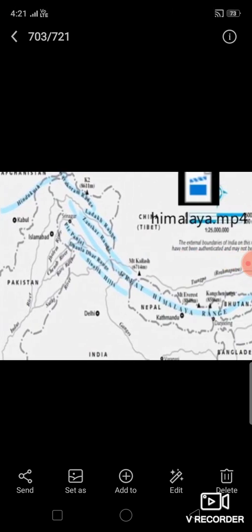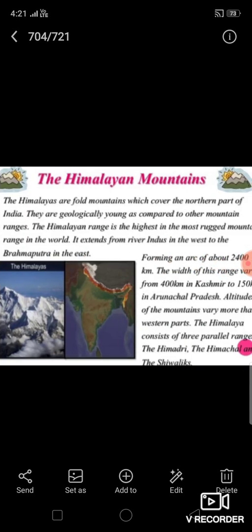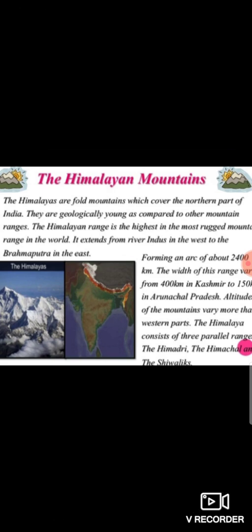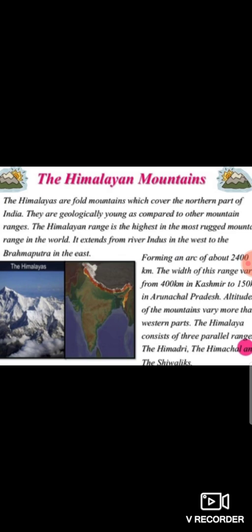Now, students, the Himalayas, geologically young and structurally fold mountains, stretch over the northern borders of India. These mountain ranges run in a west-east direction from the Indus to the Brahmaputra. The Himalayas represent the loftiest and one of the most rugged mountain barriers of the world.